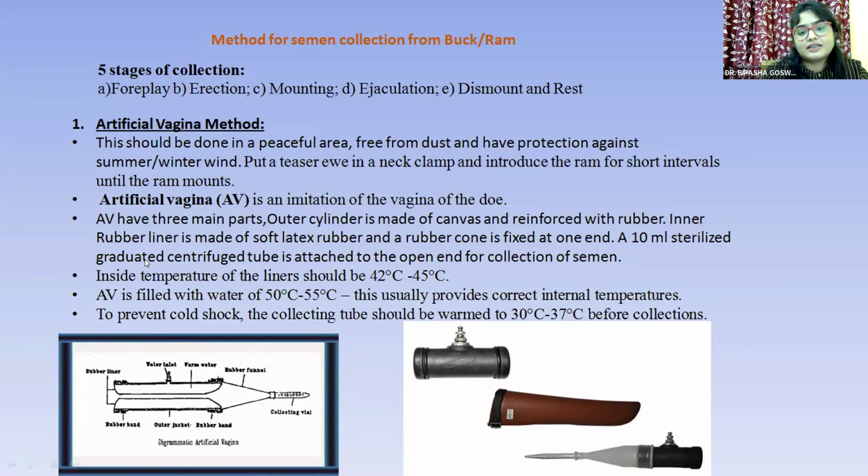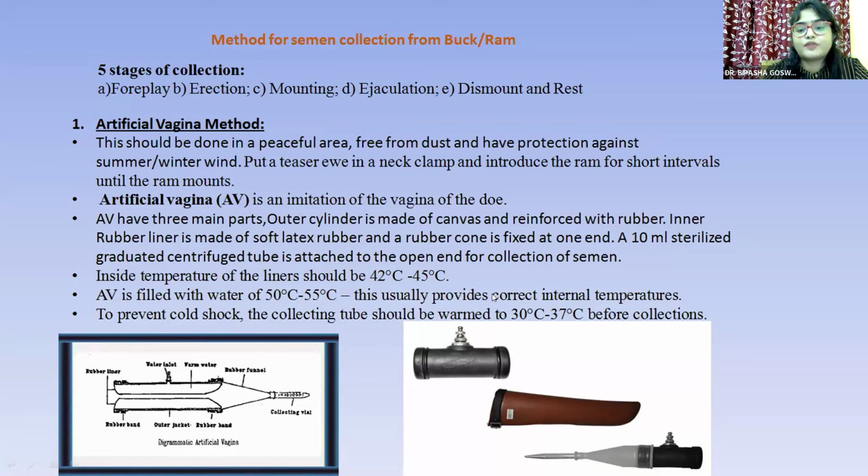The artificial vagina's outer side is made of canvas reinforced with rubber. The inner lining is made of soft latex rubber, and a rubber cone is fixed at one end. A 10 ml sterilized graduated centrifuge tube is attached to the open end for collection of the semen. The inside temperature should be 42 to 45 degrees centigrade, which is achieved by filling it with 50 to 55 degrees centigrade hot water.